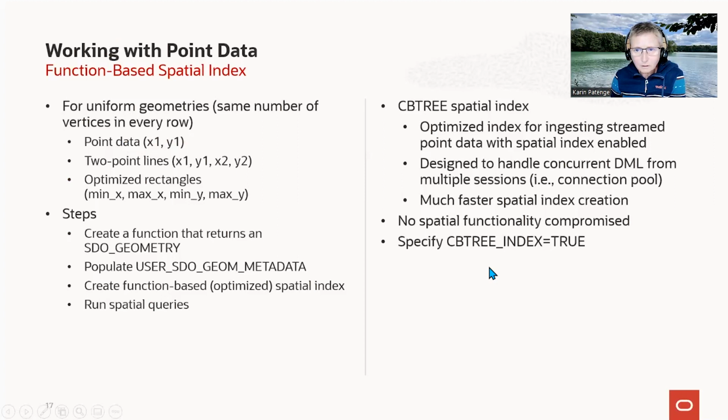We can also use, for point data, an optimized index, which is called CB3 index. It's an index which works especially well for point data or streamed point data, where we have a high volume of data manipulation operations. And here the index creation is much faster than without specifying CB3.